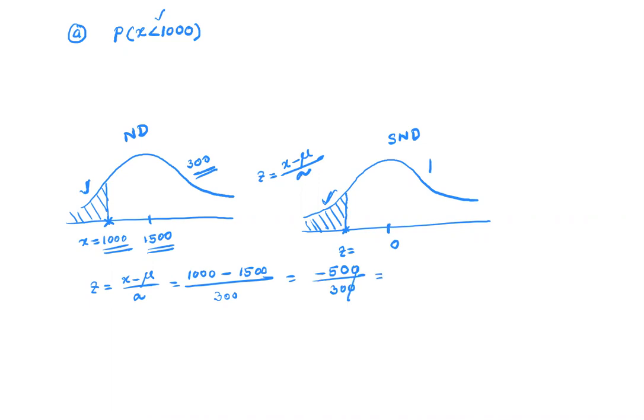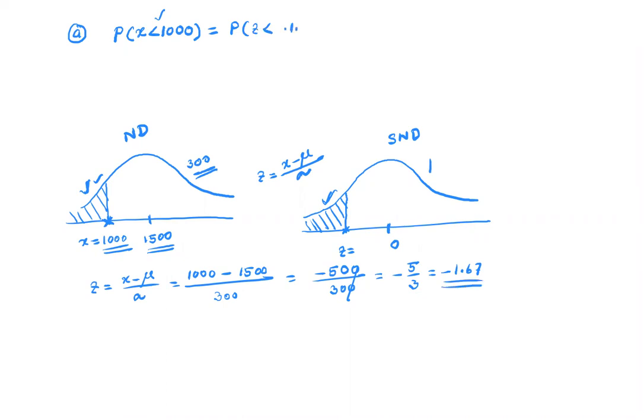Which is going to give you negative 5 over 3, which is negative 1.67 roughly. I'm just rounding it. It's 1.666, so it's negative 1.67. I rounded it. So now you look it up in the table. So finding the probability that someone makes less than $1,000, falls below $1,000, is the same as finding the z value less than negative 1.67.